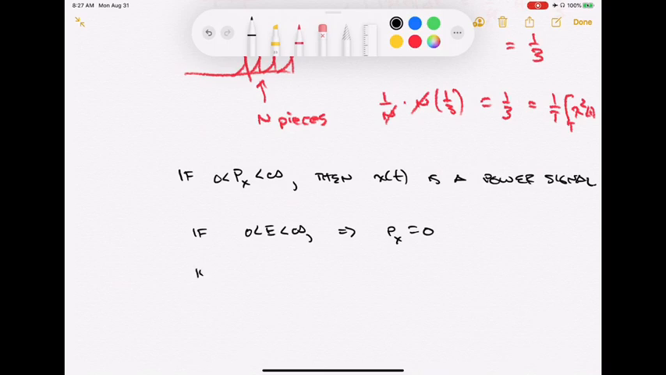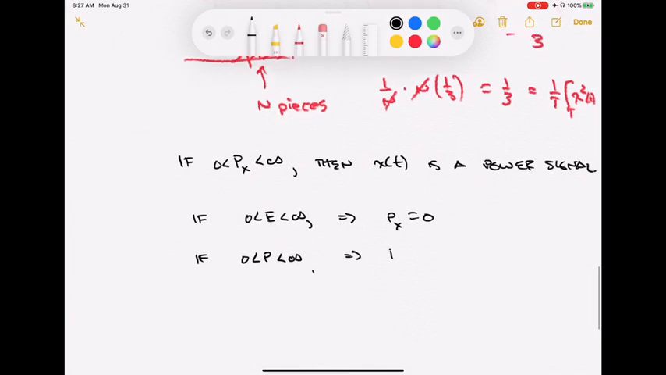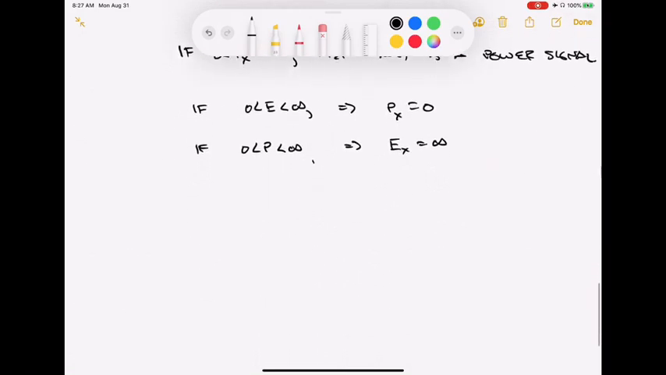If, on the other hand, 0 is less than p is less than infinity, that means I have a finite power signal. That really implies that the energy of the signal must have been infinity, because the only way you can get a finite power, when that power is computed by energy divided by infinity, is if the energy itself is infinity. And we will note that power and energy are mutually exclusive. So if you are energy, you can't be power. If you're power, you can't be energy.